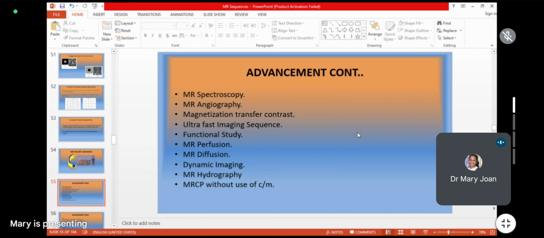A person who has a cardiac problem and finds it difficult to walk, running on a treadmill is not an easy task. By doing a cardiac MRI, we can easily get that information without much difficulty on the patient side.